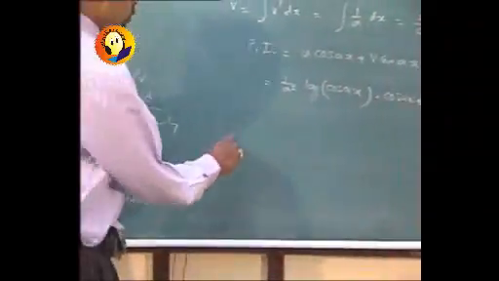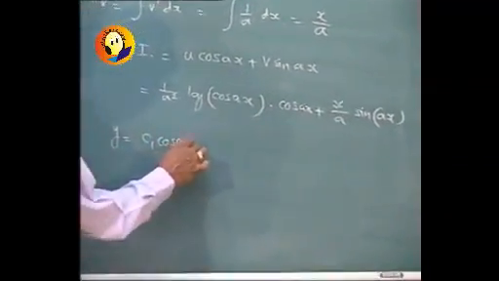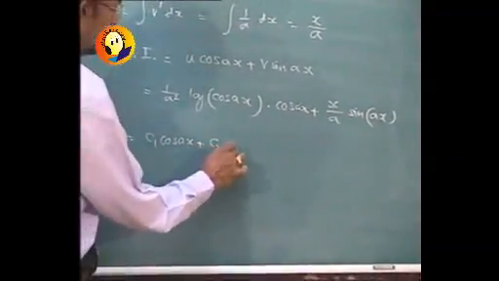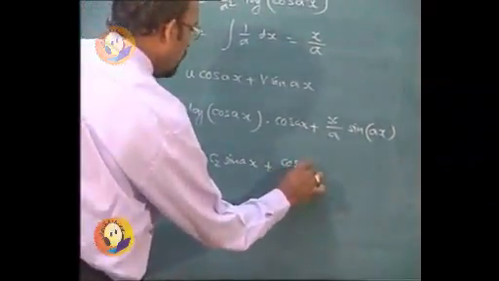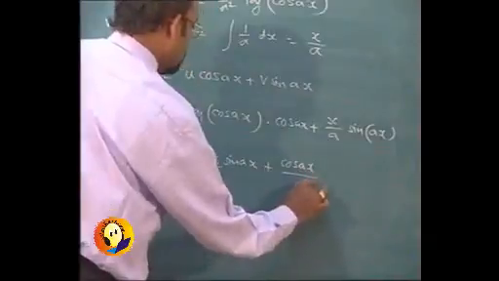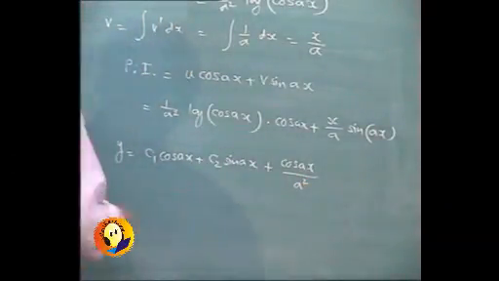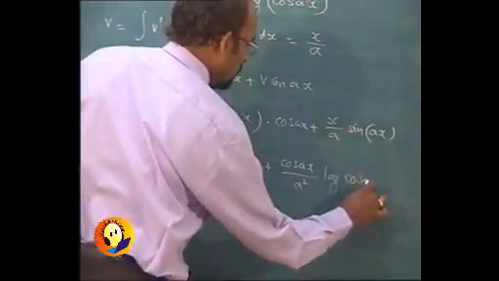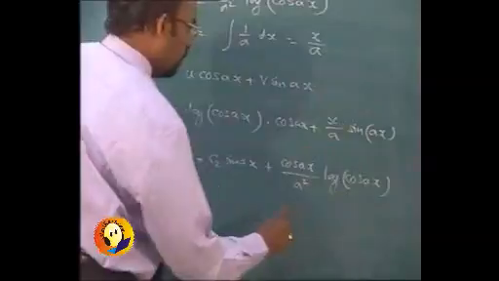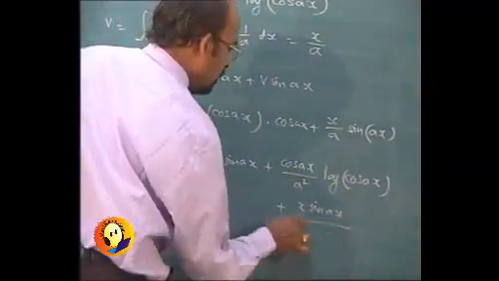And so the solution for the given differential equation will be C1 cos ax plus C2 sin ax plus cos ax upon a square, or rather into log of cos ax plus x sin ax upon a.